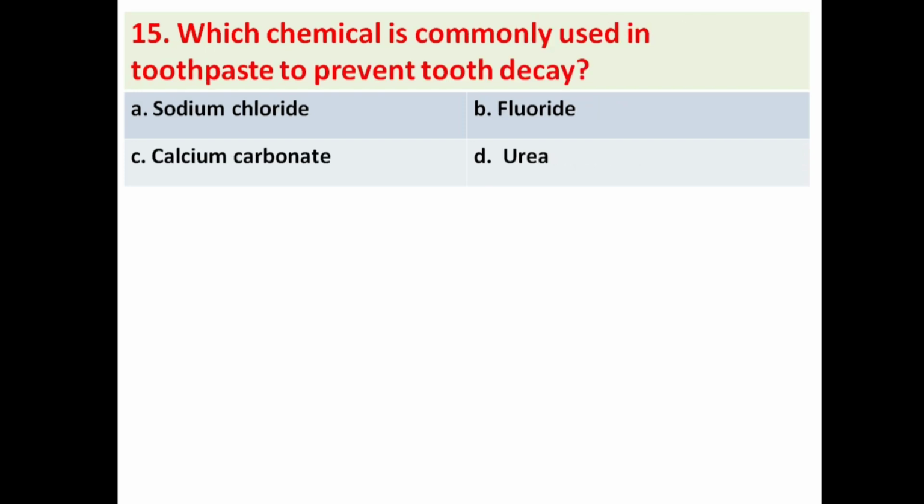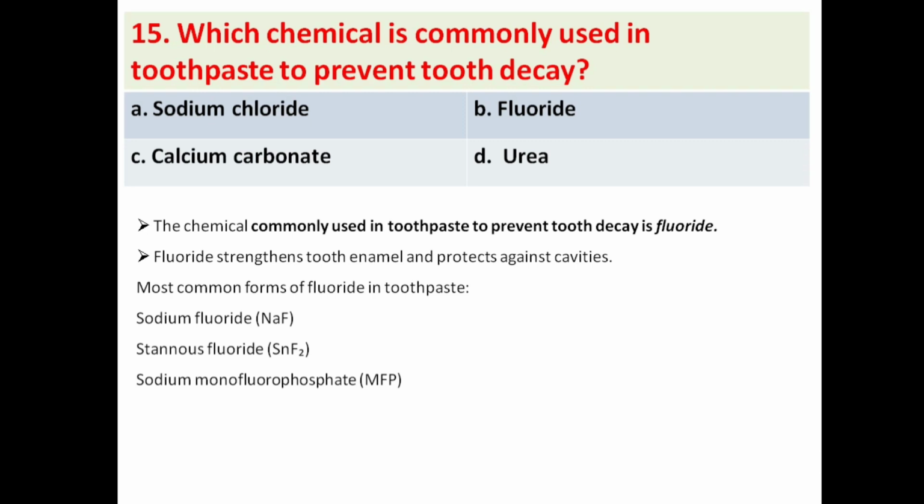Next question, which chemical is commonly used in toothpaste to prevent tooth decay? A, sodium chloride, B, fluoride, C, calcium carbonate, D, urea.